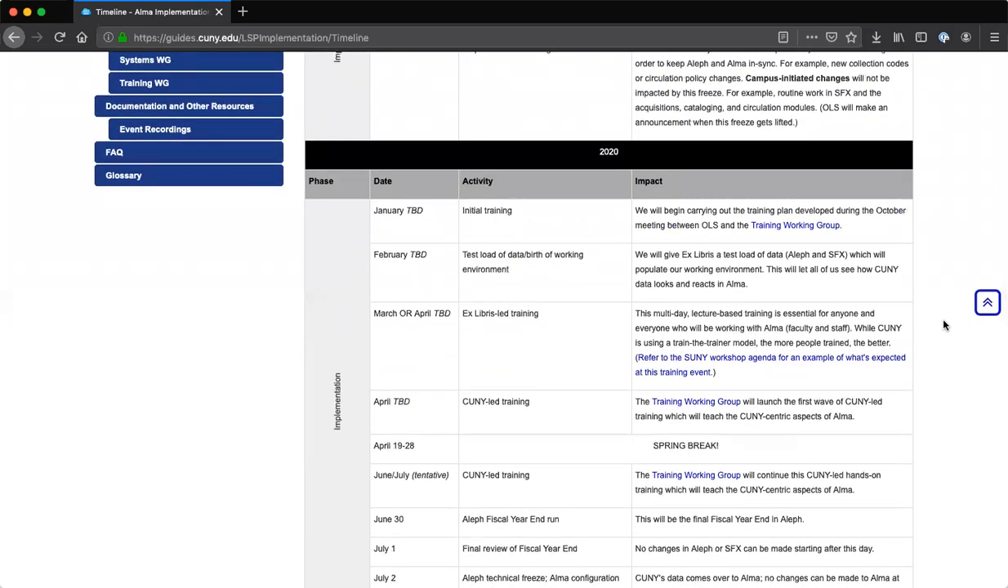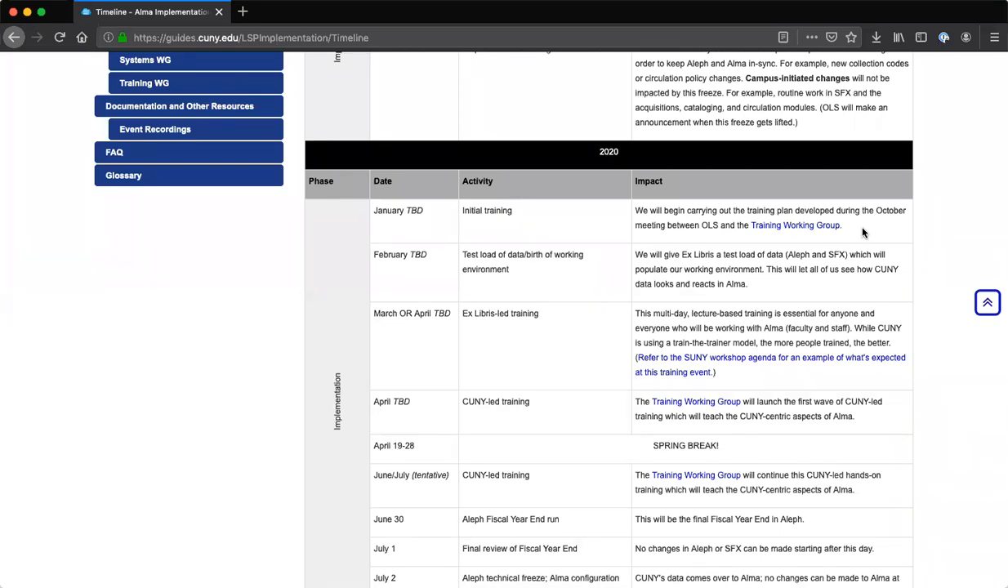So we are using a train-the-trainer approach. This March or April Ex Libris training will be the official training that we receive from Ex Libris. We are working with the training working group and all of the functional area working groups to determine what the needs are. So the training working group will facilitate the training. That's yet to be determined, but we are looking at central training.